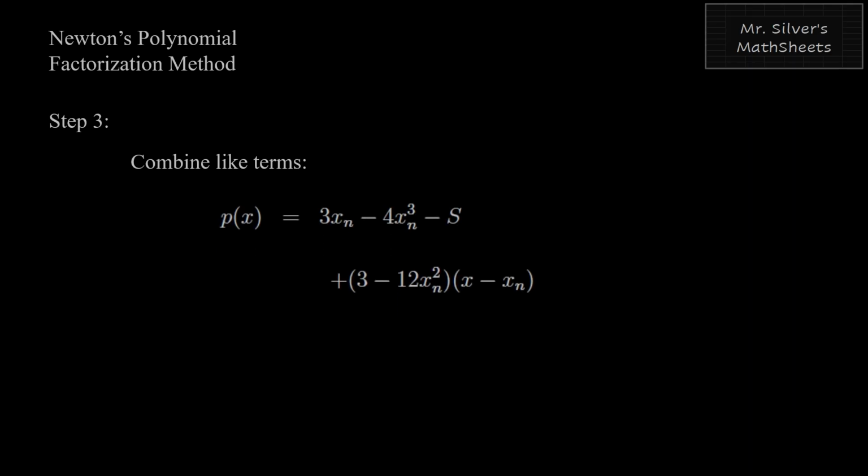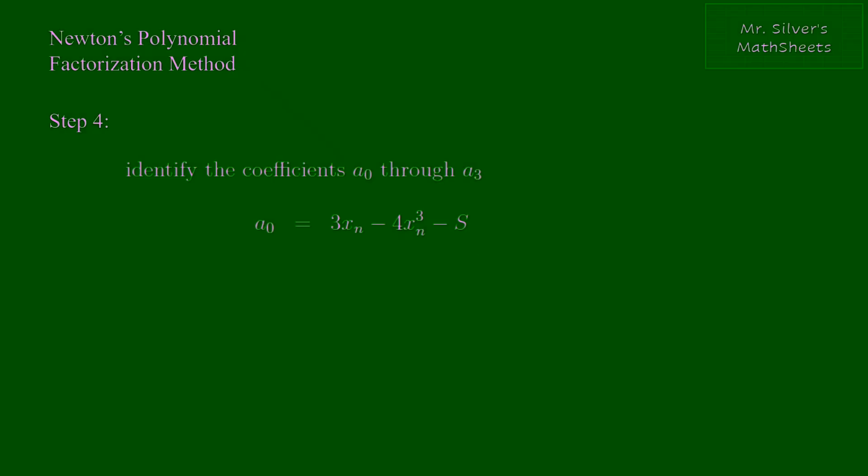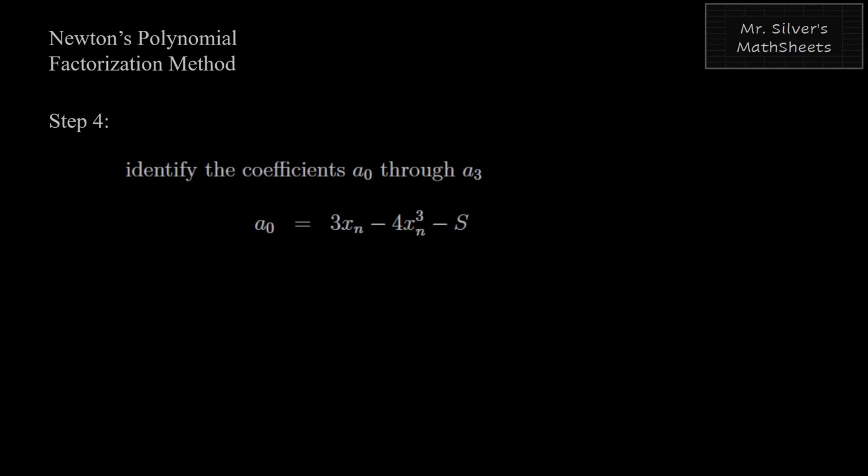So these are the constant terms, the first order terms, the second order terms, and the third order terms. Now that we have this, we can easily identify the parameters a0, a1, a2, and a3. Keep in mind that we're only using a0 and a1.